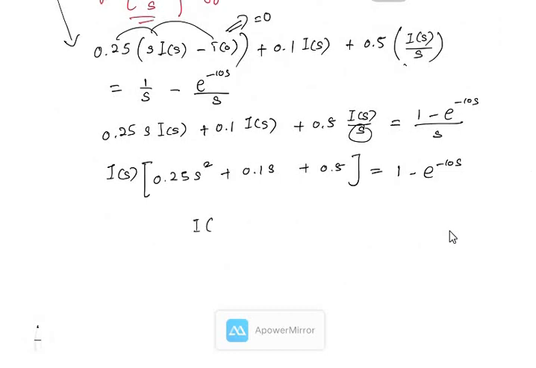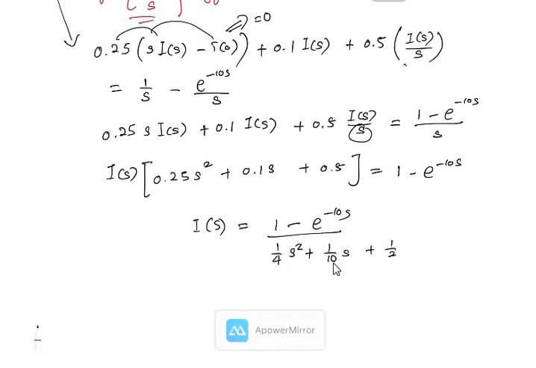Now I have I(s) equal to (1 minus e^(-10s)) divided by s times the whole thing here. I can divide by 0.25, so I get 1 over 4 s squared plus 1 over 10 s plus 1 over 2.